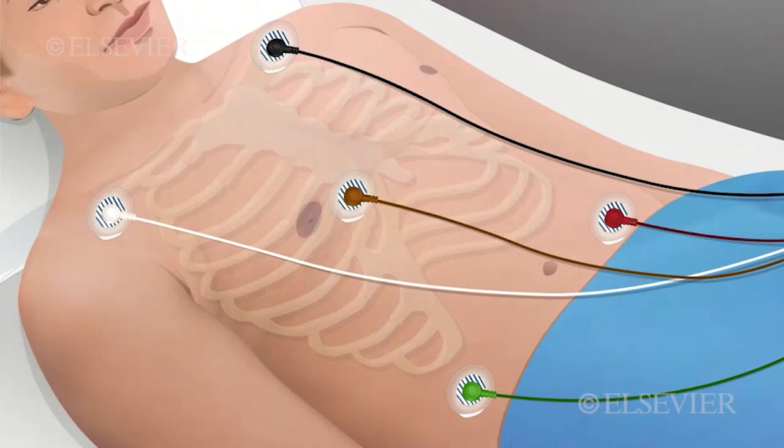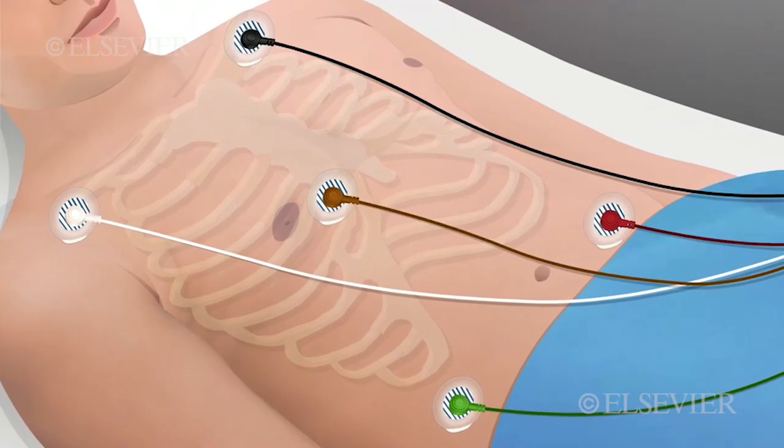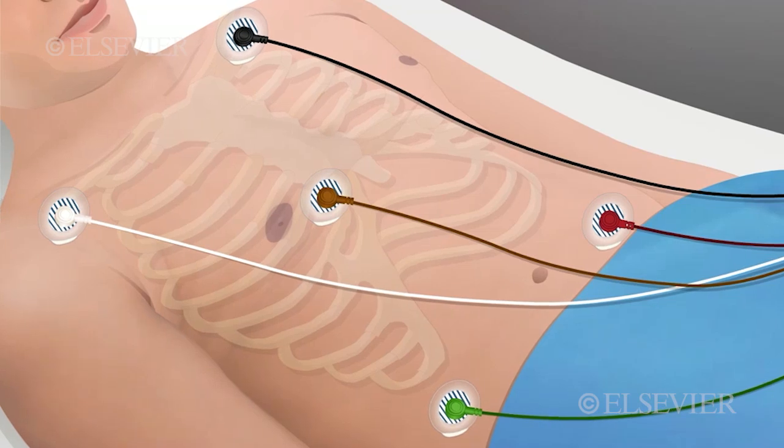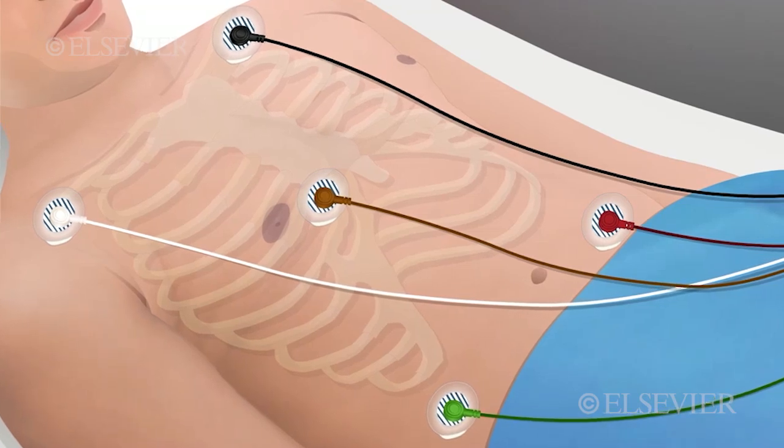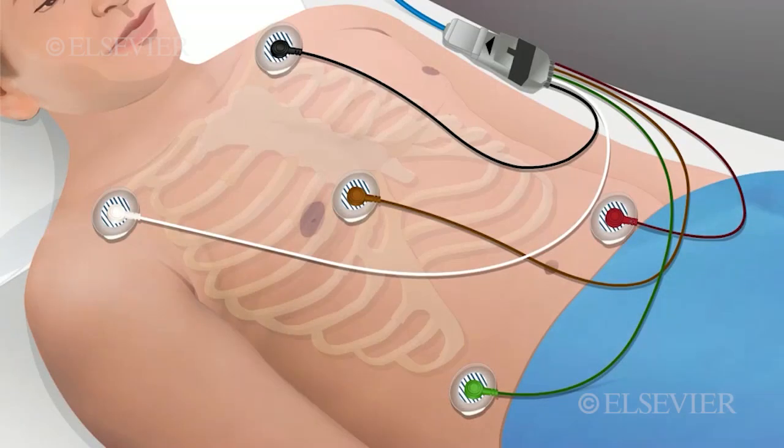Apply the chest lead electrode on the selected site, V1 at the 4th ICS right sternal border or V6 at the 5th ICS left mid-axillary line. Set the lead selector or monitor the appropriate leads.